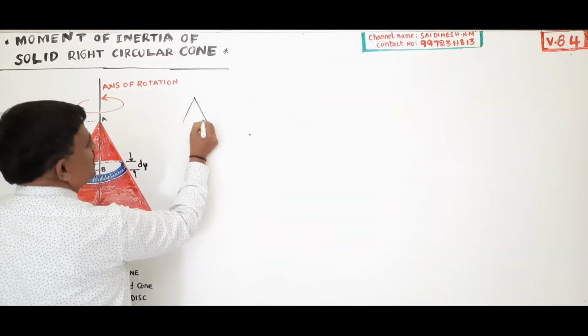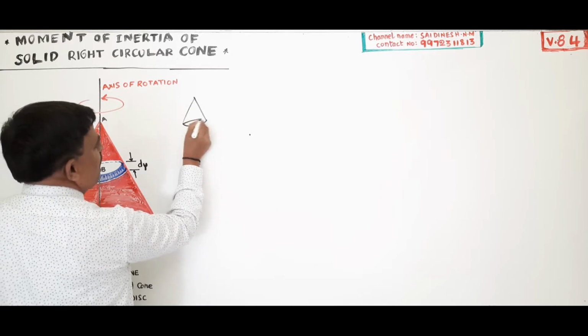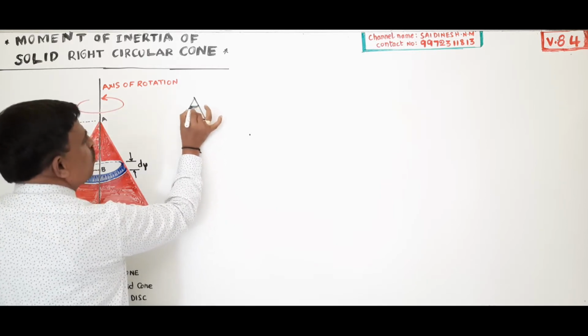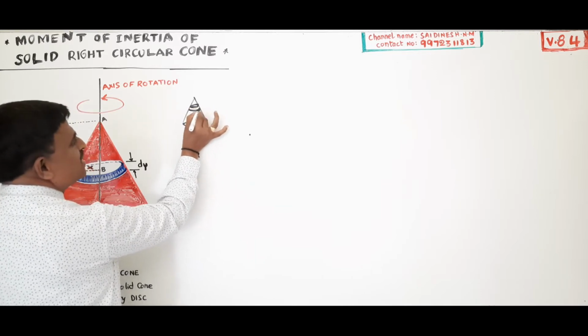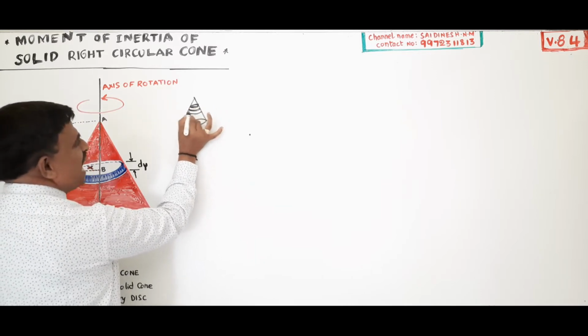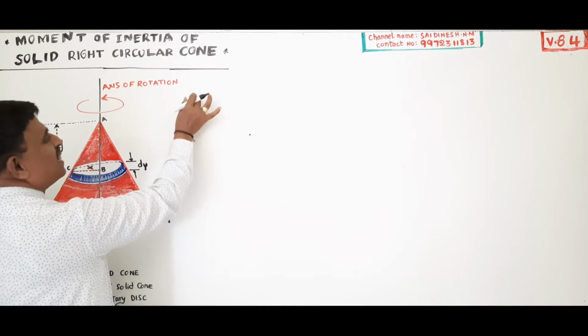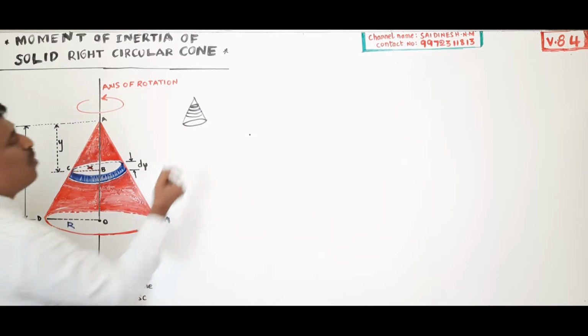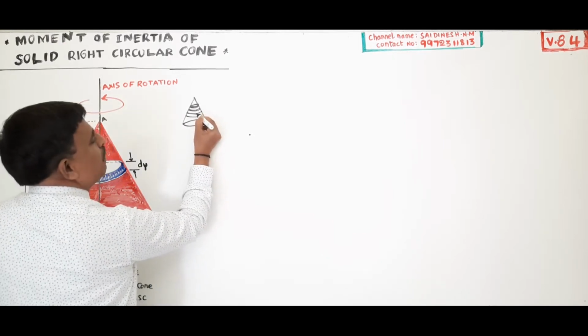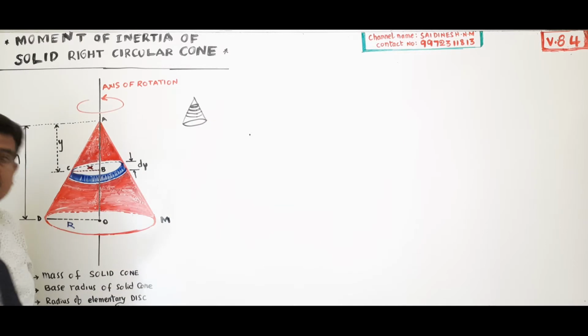Now this is the solid cone. It is one circular disc. It is another circular disc. It is another circular disc. This solid cone is the combination of so many elementary circular discs.